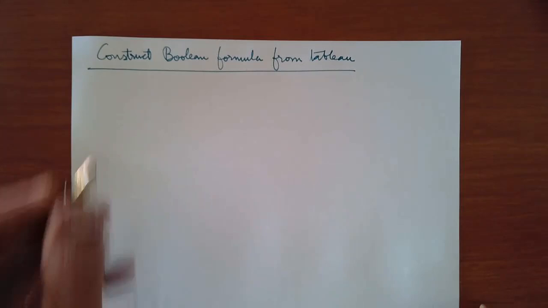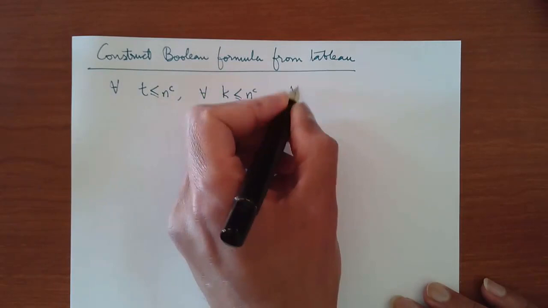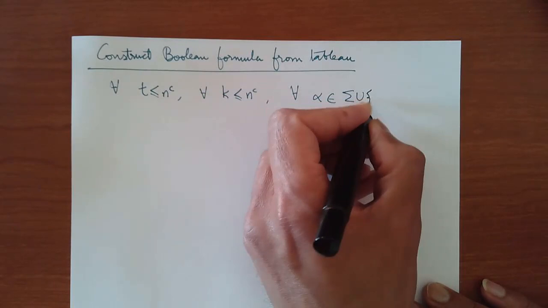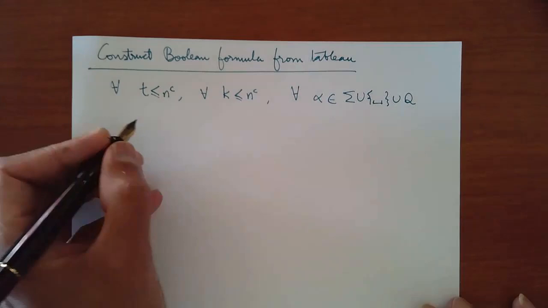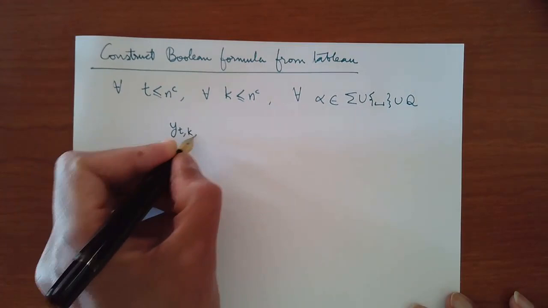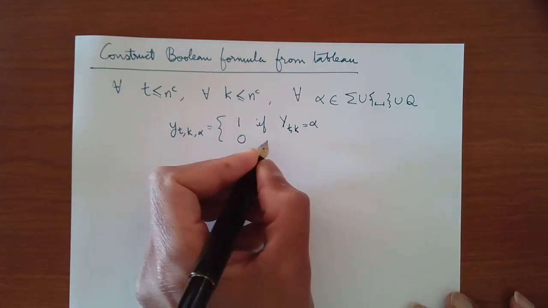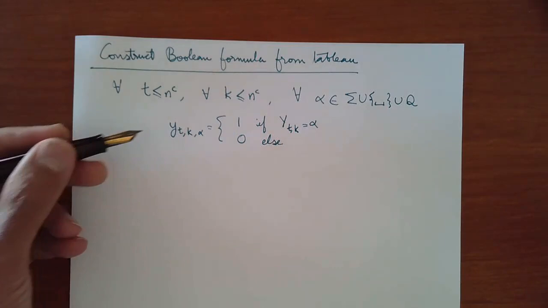now we are going to construct a series of Boolean variables. So for all t less than n to the c, for all k less than n to the c, and for all symbols alpha in sigma union space union Q, I'm going to construct the variable, let me use little y for that, so little y_tk alpha is supposed to encode 1 if y_tk is equal to alpha and 0 otherwise. Right? So this is going to be my Boolean variable.